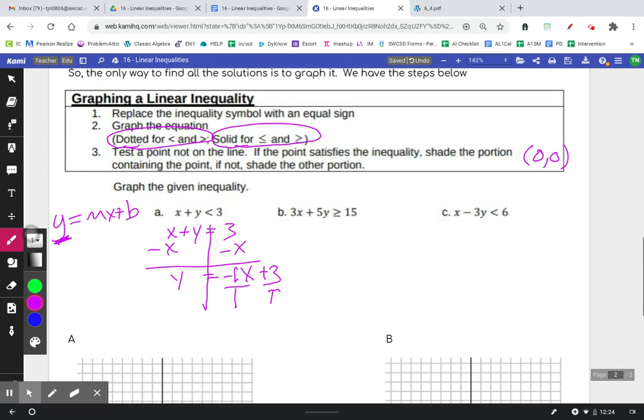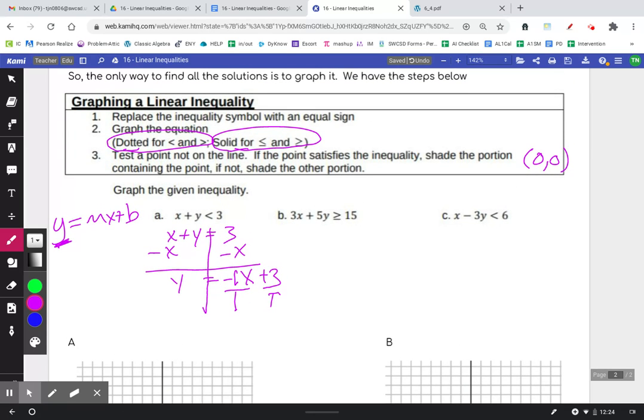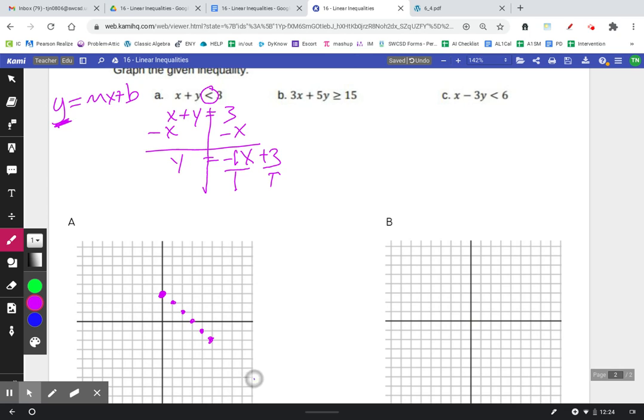And then I'm going to go to step 2, right? It says graph the equation, and then it says pay attention to the symbol. For these 2 symbols, a dotted line. Well, that's what we have. We have just a less than symbol. I'm going to draw a dotted line. Let's see if I can do my best here. Okay, I've drawn my dotted line.